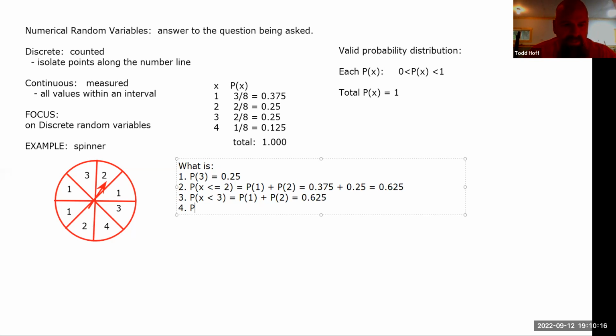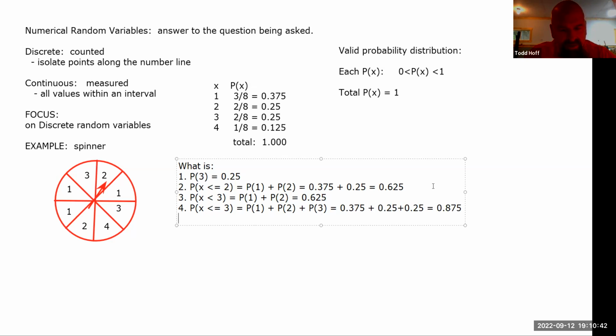Subtly different is the probability that X is less than or equal to 3. The less than or equal to now does include the 3. So it's the probability of 1 plus the probability of 2 plus the probability of 3. So 0.375 plus 0.25 plus 0.25 equals 0.875 is that probability.